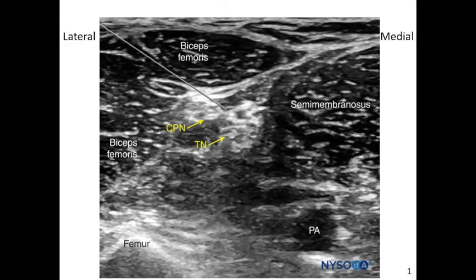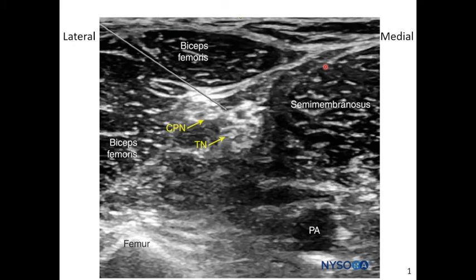The ideal location to inject anesthetic is just distal to the bifurcation of the sciatic nerve, where the common peroneal nerve and the tibial nerve are separate structures, but are close enough together to block with a single injection. The needle tip is advanced from the lateral aspect as shown here. The needle is followed in a long axis. The needle tip is placed in the space between the tibial nerve and the common peroneal nerve.